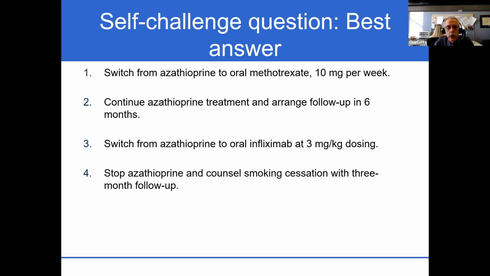54-year-old woman, would you switch her from azathioprine to methotrexate, 10 milligrams a week? Would you continue the azathioprine and arrange follow-up in 6 months? Switch from azathioprine to oral infliximab at 3 milligrams per kilogram dosing, or stop the azathioprine and counsel smoking cessation with 3-month follow-up? Think about what you do. What I would do for this patient is the last, and I'll tell you why.